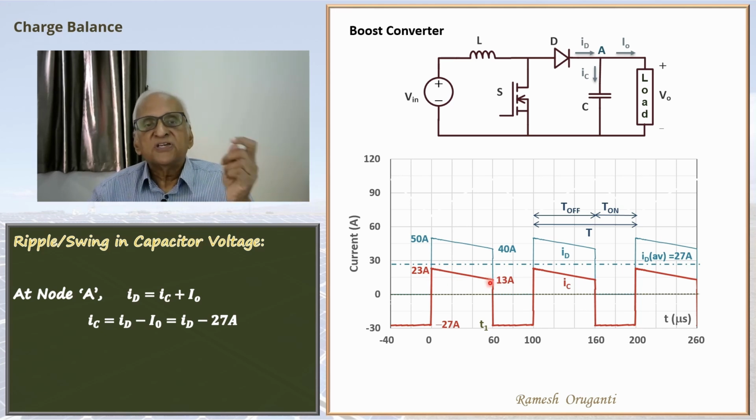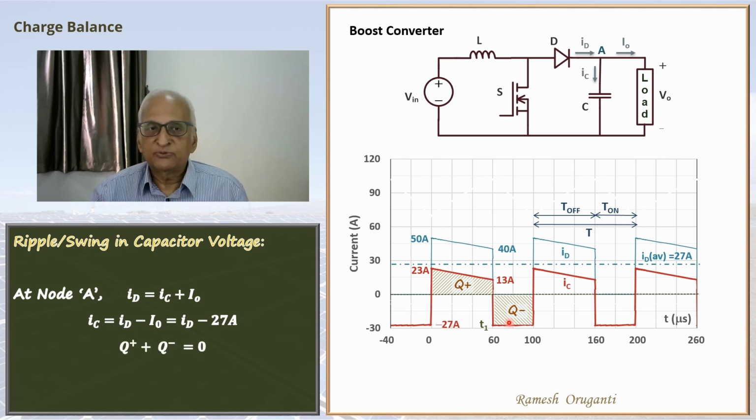So charge is going into the capacitor. Between 60 and 100 microsecond, current is always negative. Charge is always going out of the capacitance. So Q minus is negative. Q plus plus Q minus must be 0. That is charge balance. Now let us see how the capacitor voltage waveform is going to look like.